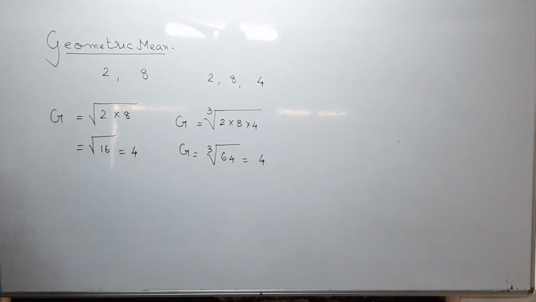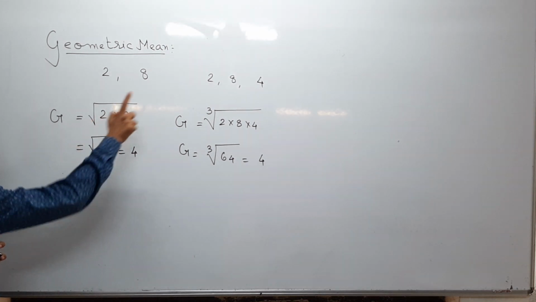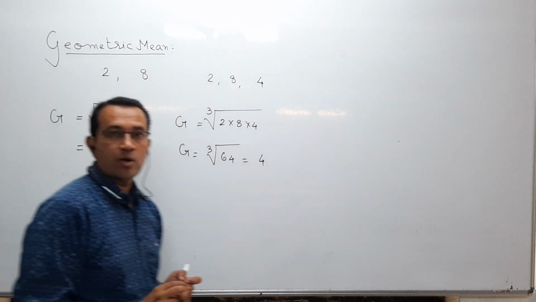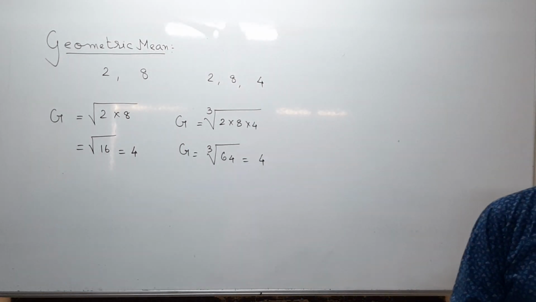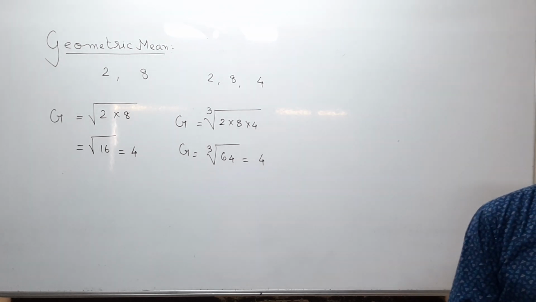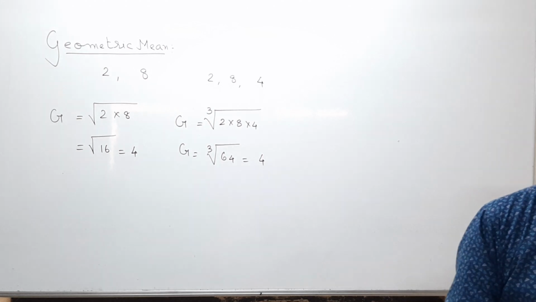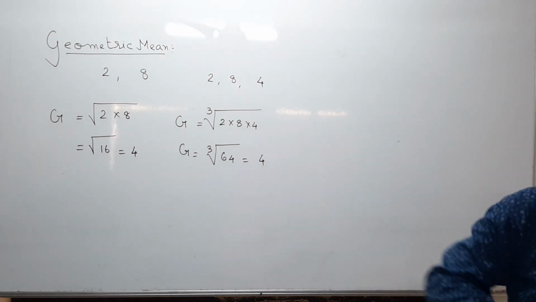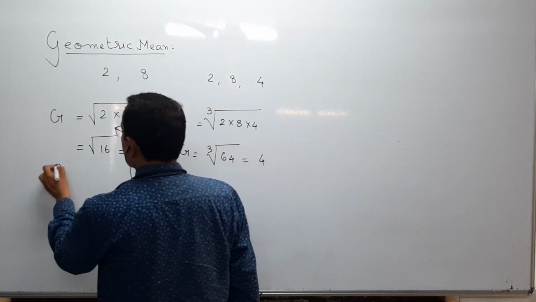So, in short, if I want to find geometric mean of two numbers, I multiply and take square root. If I want to find geometric mean of three numbers, I multiply, students, and take cube root. If I want to find geometric mean of four numbers, I multiply and take fourth root. So, in general, what is the definition of geometric mean?